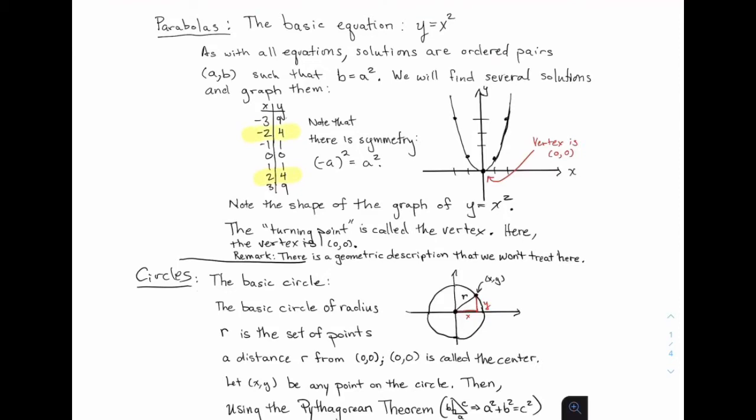Notice that, for example, -2 squared is the same thing as 2 squared, and therefore there is a symmetry in the picture to the right. So in the right, we'll plot, for instance, -2, 4, +2, 4, -1, 1, +1, 1, and 0, 0. 0, 0 is a turning point in the graph, and it is called the vertex. In this case, the vertex is at 0, 0.